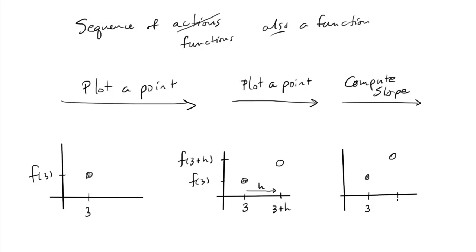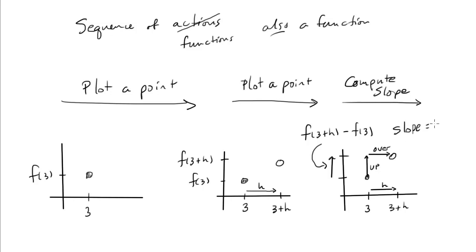2 points. So I need my run, h units, and I need my rise, which will be the difference of those 2 coordinates: f of 3 plus h minus f of 3. So my slope, I go up, I go over. That fraction is my slope.